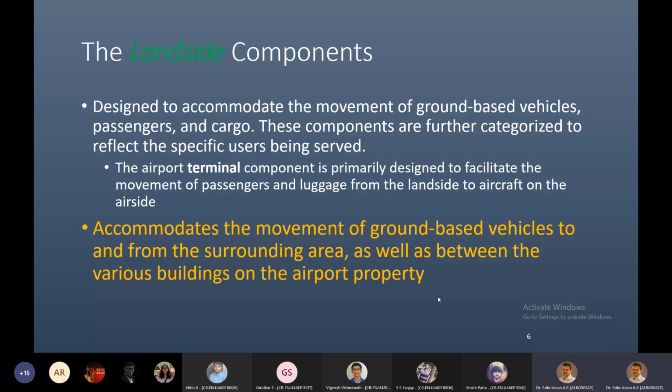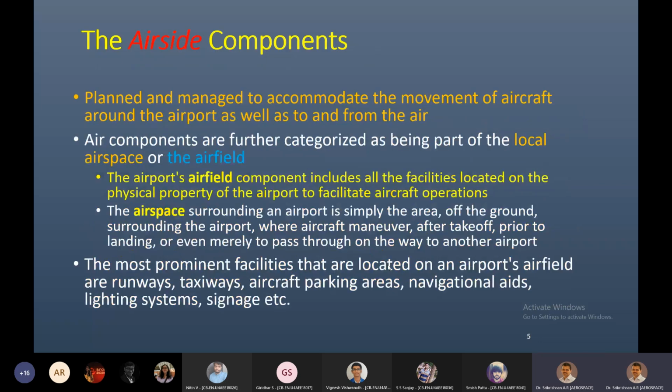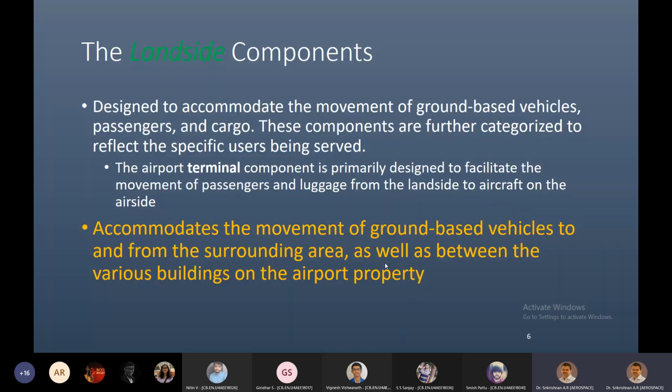Now, on the other side, what we just saw was the air side components. The land side components, which we have seen already, are designed to accommodate the movement of passengers, movement of ground-based vehicles, cargo, etc. So facilitating the movements of the passengers and luggage from the ground transport or to the ground transport from the land side. All these are the main functions of the land side components.